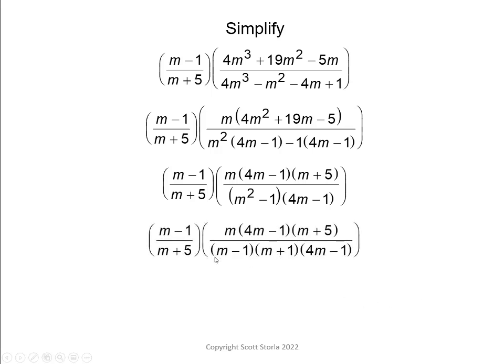And now everything looks factored, so I'll start taking common factors. I've got a common factor of m minus 1, and m plus 5, and 4m minus 1. And that leaves me with m over m plus 1.